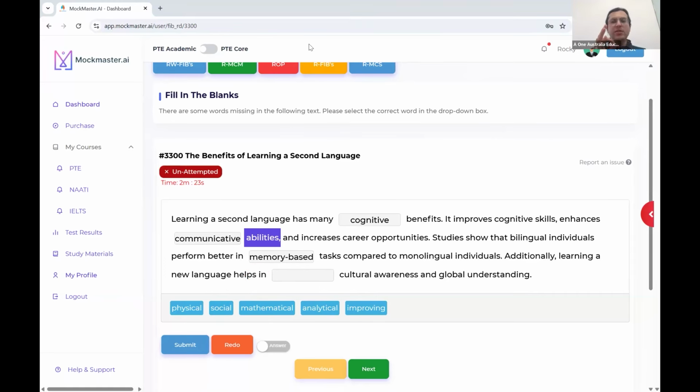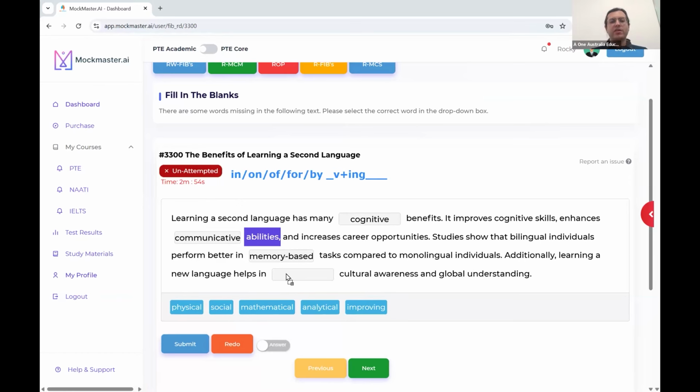After such words, if the blank is a verb, means if it's an action, it is always in the ing form. And you can see there is only one option ending in ing, which is improving. So that is one of the main rules in grammar which we can learn from my session today, that if we have a blank after in, on, off, for, by, and if it's a verb, it will be a verb ending with ing. So the correct answer should be improving.